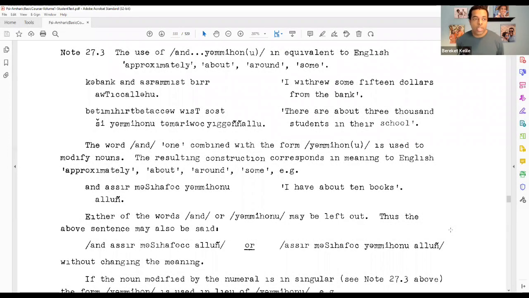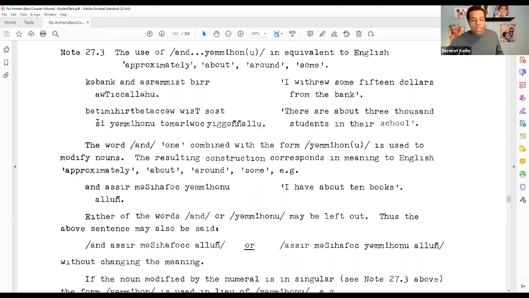Finally, we look at 27.3. This one will take a little bit longer, but it's looking at the construction and yemihon or yemihonu, which is the equivalent of approximately, about, around, or some. The way this construction works is that you have these two words around the thing you're referring to, the noun being modified. You have and, which is 1, combined with the form yemihon or yemihonu.